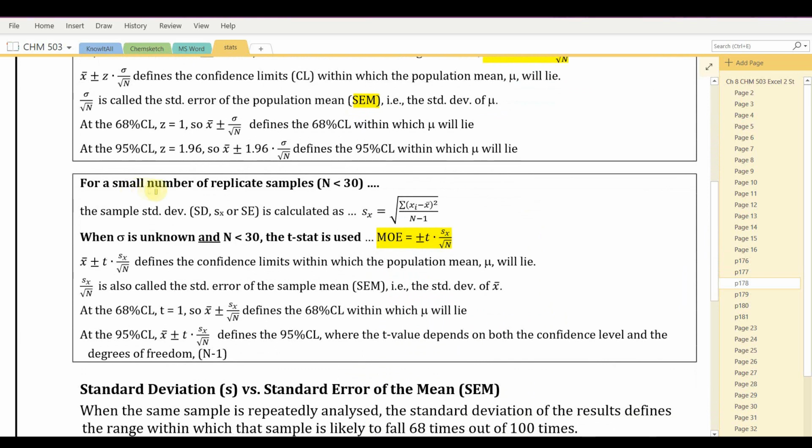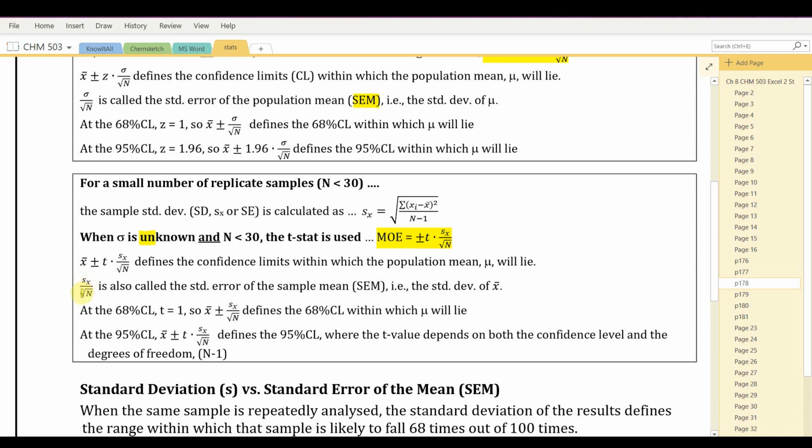Now what happens when you have a small number of replicate samples, n less than 30? Then the sample standard deviation, Sd, S sub x, or Se, is calculated as the root of the sum of the squares of the differences between the individual and the mean divided by n minus 1. So when sigma is unknown and n is small, less than 30, the t-stat is used and the margin of error becomes plus or minus t times sx over root of n. So x bar plus or minus t sx over root of n defines the confidence limits within which the population mean will lie.